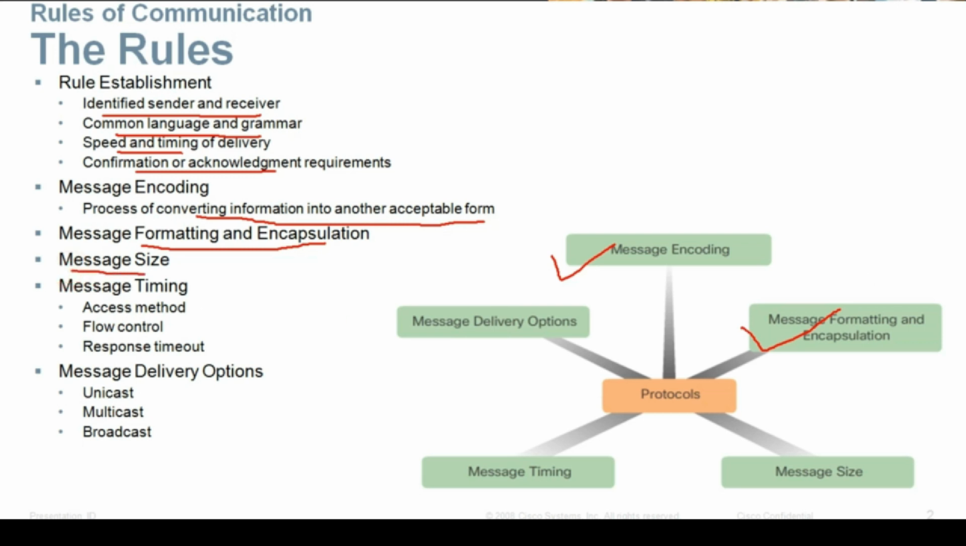Then the third is message size. Message size depends on the MTU, maximum transmission unit, of the networking channel. Next is message timing. Message timing has access methods, flow control, and response timeout, so that according to the time we can synchronize the various events. And the last is message delivery option, which can be either unicast, multicast, or broadcast.